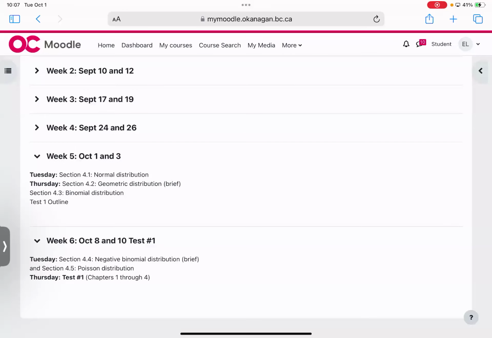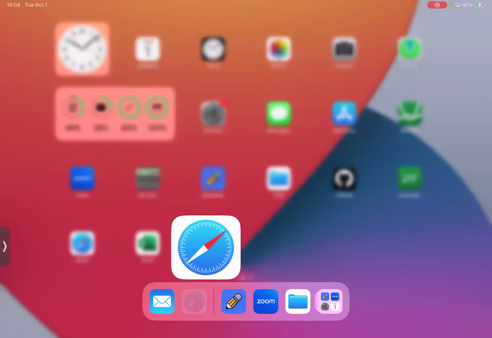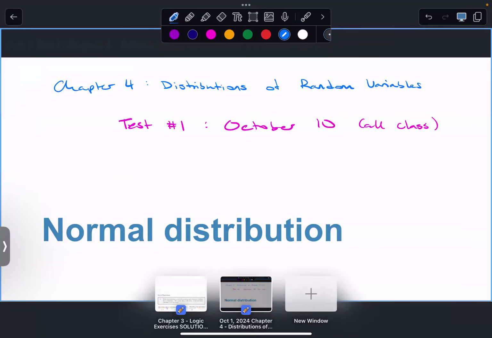Okay. All right. And then whenever it says brief on Moodle, I'll just do a 1 sentence thing and move on, kind of touch on it, but I'm not going to test you on it or anything like that. You can read it on your own if you want, but we're going to focus on the binomial and the test 1 outline next day. Okay, good. Any questions before we start?